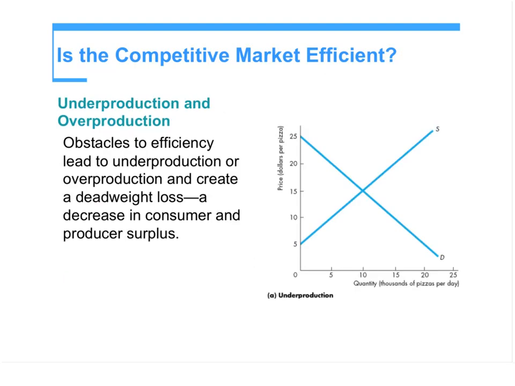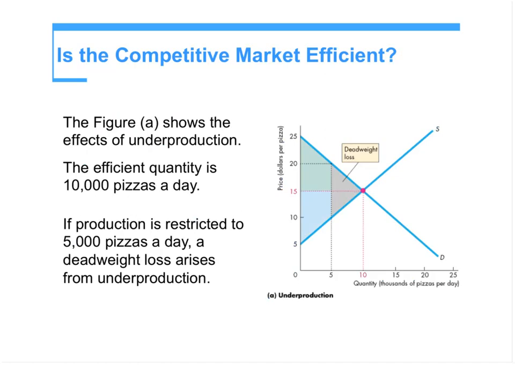So, underproduction and overproduction. Obstacles to efficiency lead to underproduction or overproduction and create a deadweight loss, a decrease in consumer and producer surplus. So look at here. Figure A shows the effects of underproduction. When the market is underproducing, the efficient quantity is 10,000 pizzas a day.